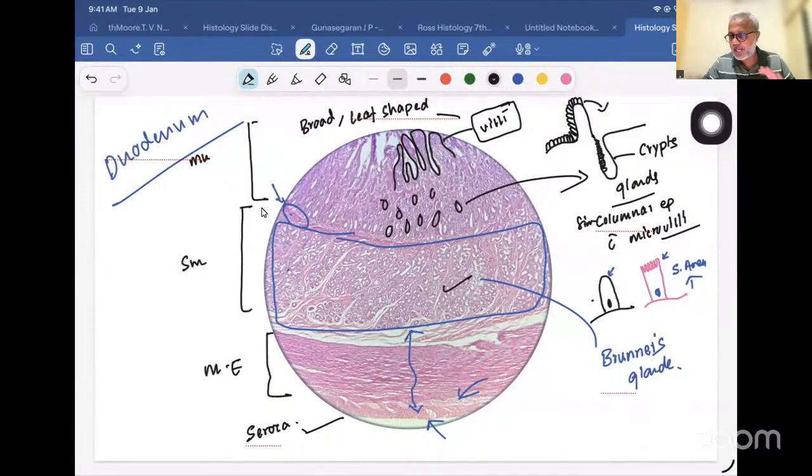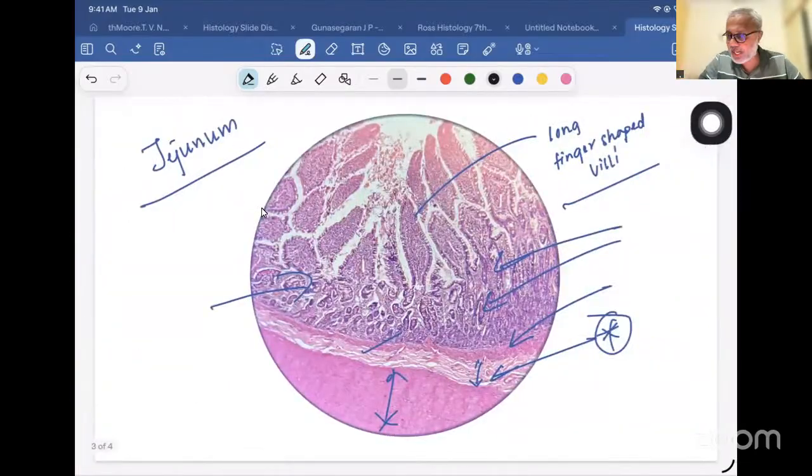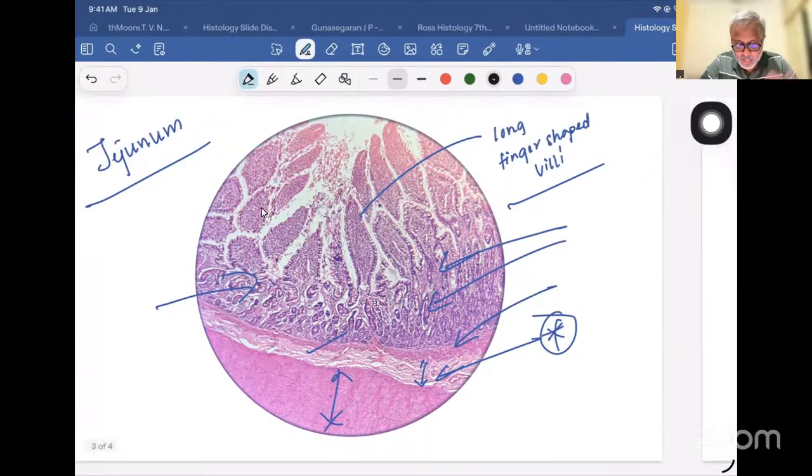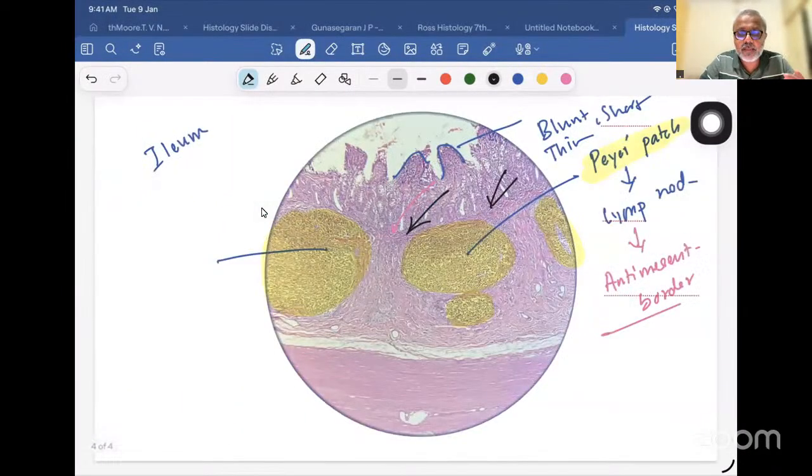Now, how do we identify the slide of jejunum? Remember, jejunum contains long finger-shaped villi, right? Long finger-shaped villi with unremarkable submucosa. How do we identify ileum? Ileum contains Peyer's patches which are submucosal lymphatic nodules. Are we clear? So this is how we must identify the slides of duodenum, jejunum, and ileum.